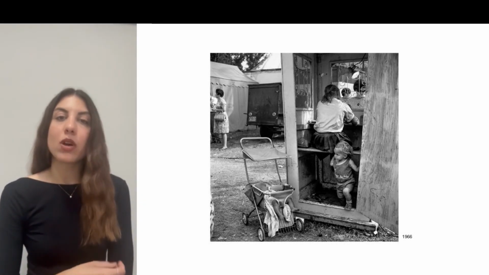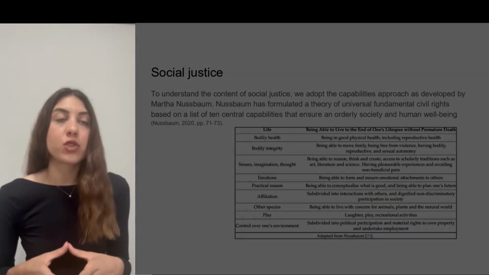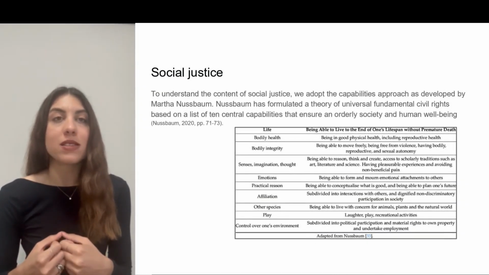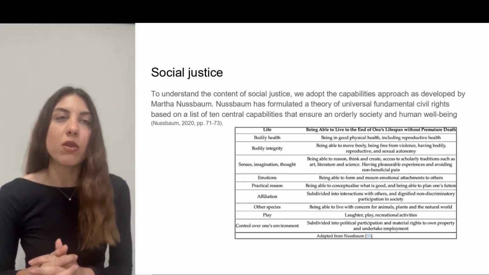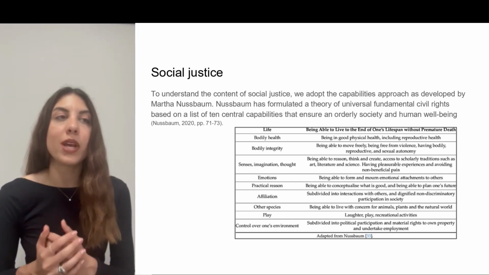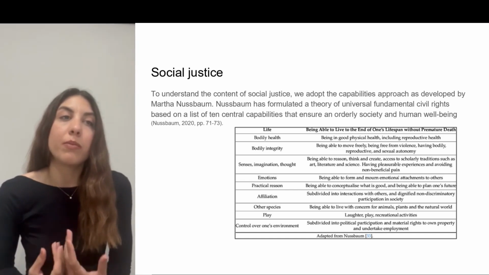And now we can talk about social justice. To understand the context of social justice, we adapt the capabilities approach as developed by Martha Nussbaum. Nussbaum has formulated a theory of universal fundamental civil rights based on a list of 10 central capabilities that ensure an orderly society and human well-being.